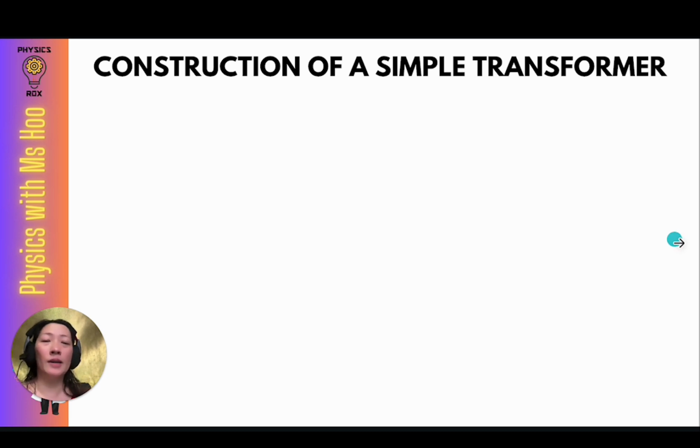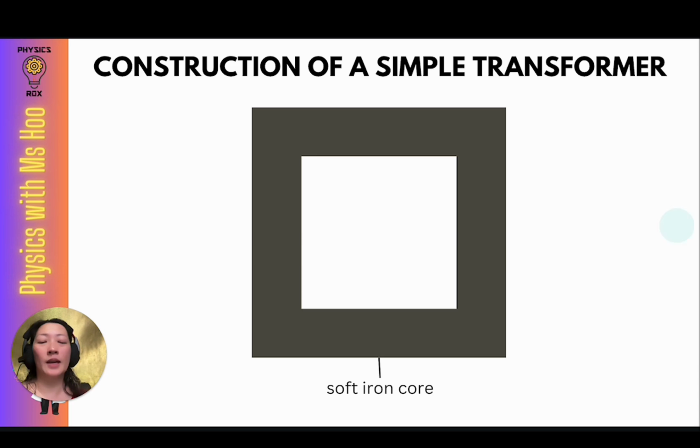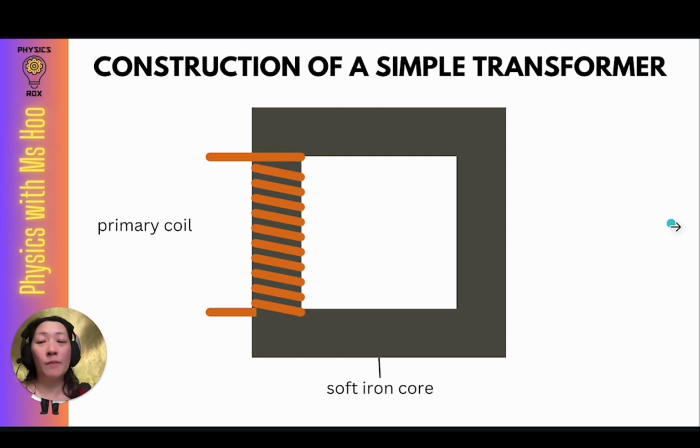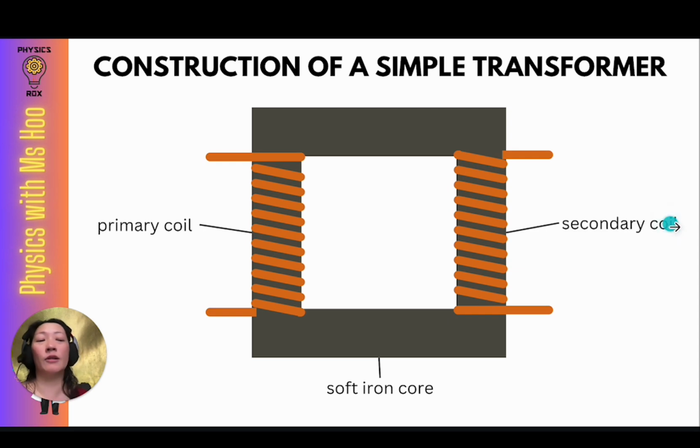A simple transformer is made up of three main parts. One of them is the soft iron core. The soft iron core is basically a cuboid with a hole in the middle. The reason why there's a hole is so that we can wrap two coils around either ends of the transformer. So the other two parts of the simple transformer are the coils. One is known as the primary coil, which is connected to the input circuit, while the other is the secondary coil, which is connected to the output circuit.